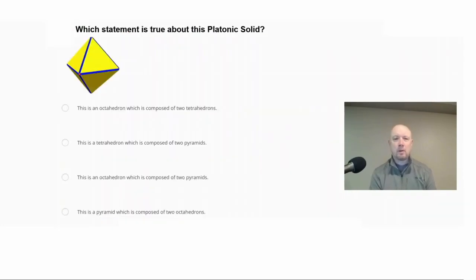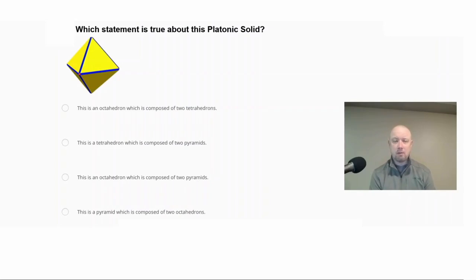Problem 2. Which statement is true about this platonic solid? This is an octahedron which is composed of 2 tetrahedrons. This is a tetrahedron which is composed of 2 pyramids. This is an octahedron which is composed of 2 pyramids. This is a pyramid which is composed of 2 octahedrons.